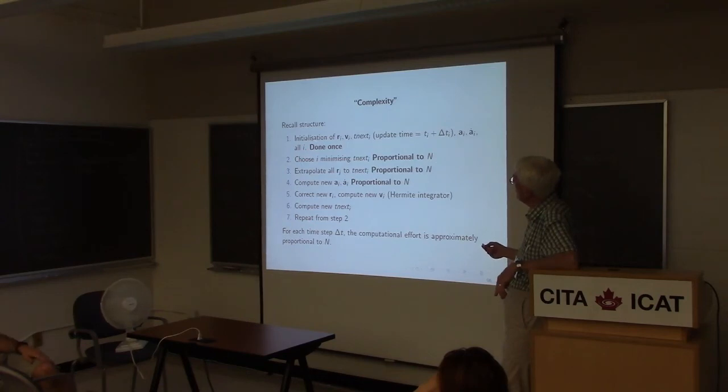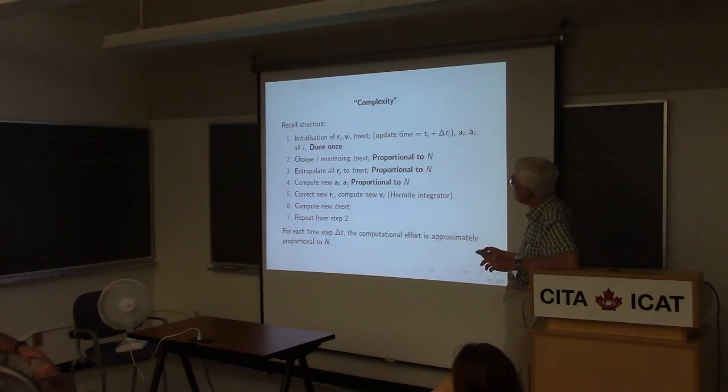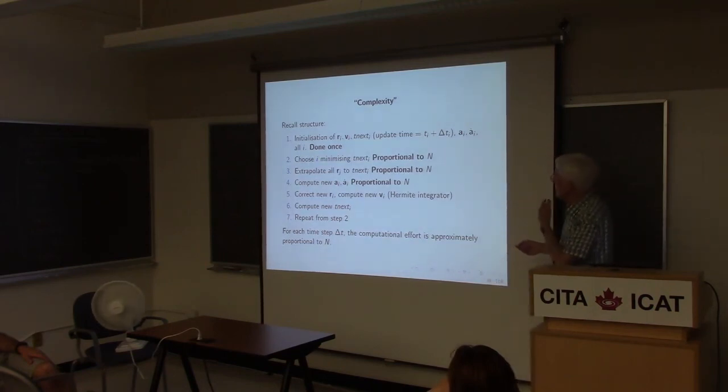But remember the structure of the n-body code. There was an initialization which was done only once. You have to find out which particle to advance. If you do a naive search, that's proportional to the number of particles. You have to extrapolate all the other particles. That's proportional to the number of particles. For each particle advanced, you have to compute the acceleration and the jerk, and that's also proportional to the number of particles. Now you can actually improve quite a bit of this, in particular finding which is the next particle to advance. That can be done much more quickly than by crude search.